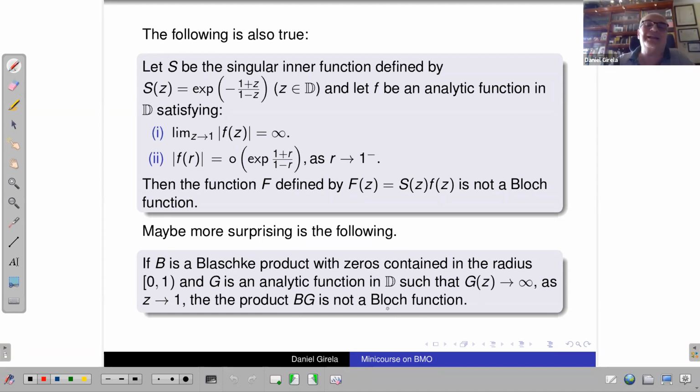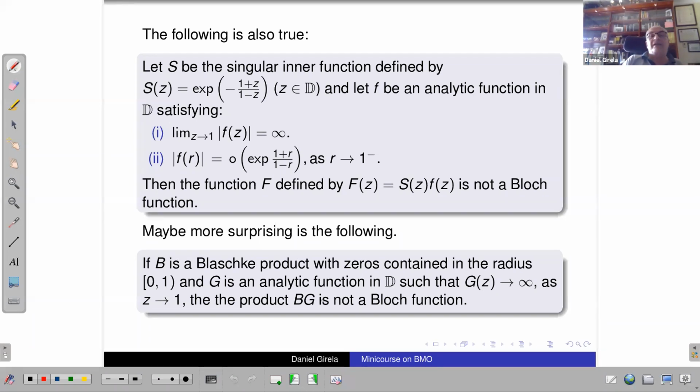Well, I should say a little bit. In the preceding example, and the one involving the interpolating Blaschke product, we can prove something stronger than this. We can prove that this function big F is not a normal function, but I prefer not to introduce it and just say here. However, in this theorem, we are not able to prove that this product is not a normal function. We simply prove in this case that we have a Blaschke product with zeros in a radius, and an analytic function like this, which tends to infinity as we go to 1, this product is not in BMO.